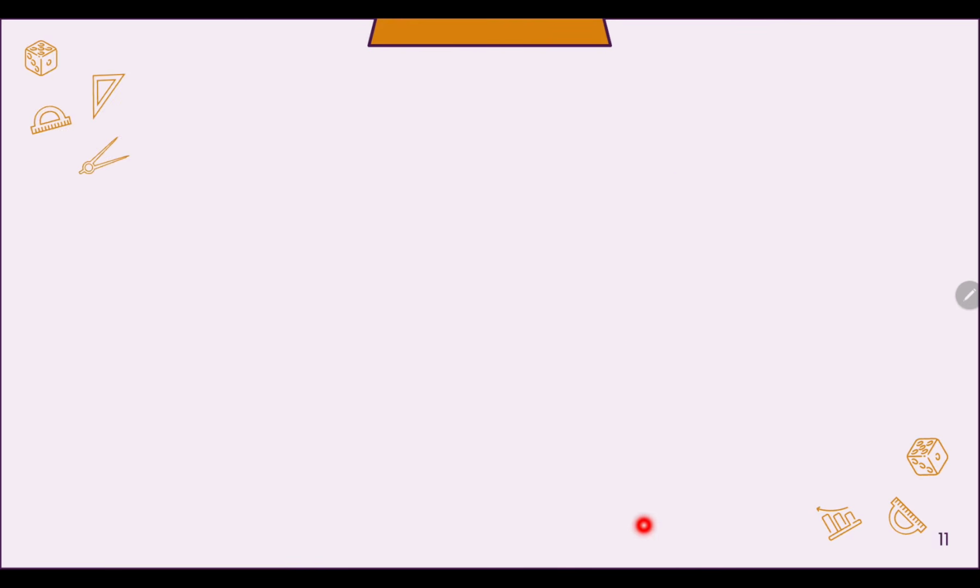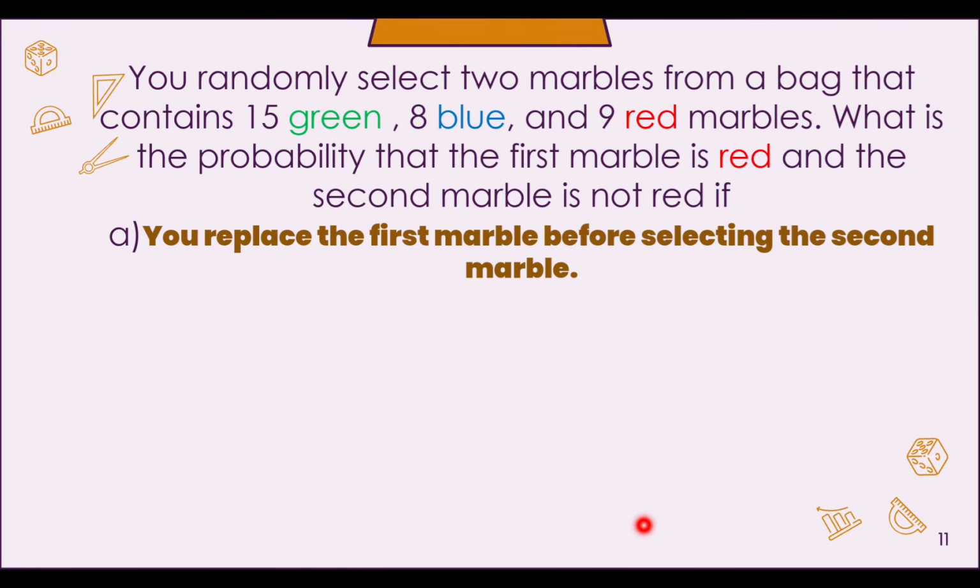Let's take some examples. Say we have this. You randomly select 2 marbles from a bag that contains 15 green, 8 blue, and 9 red marbles. What is the probability that the first marble is red and the second marble is not red, considering this condition that you replace the first marble before you select the second marble?